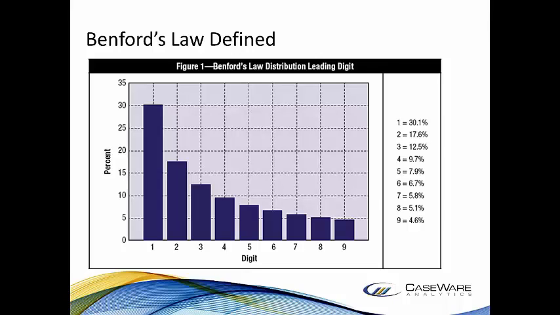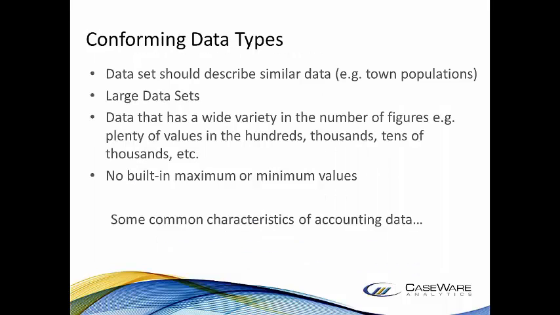So in this slide, it shows the graph of the distribution of Benford's law leading digit for the first digit. We had mentioned in an earlier slide that the leading digit 1 would be distributed about 30% of the time over the entire data set, dropping down to 4.6% with the leading digit 9. So this is the expected distribution for the first digit of Benford's law. Next slide, please.